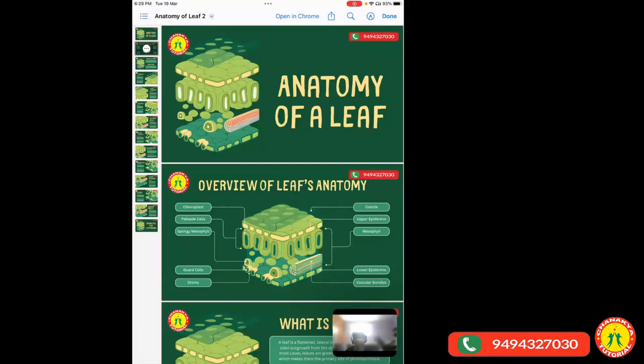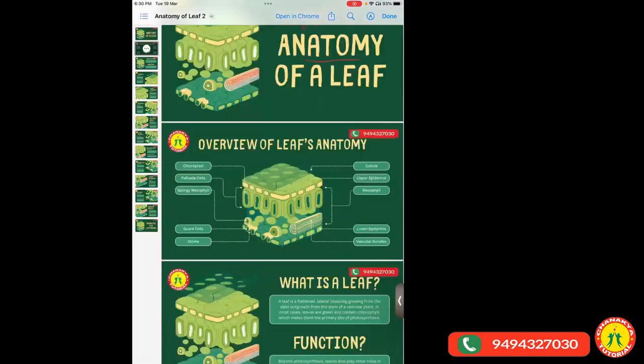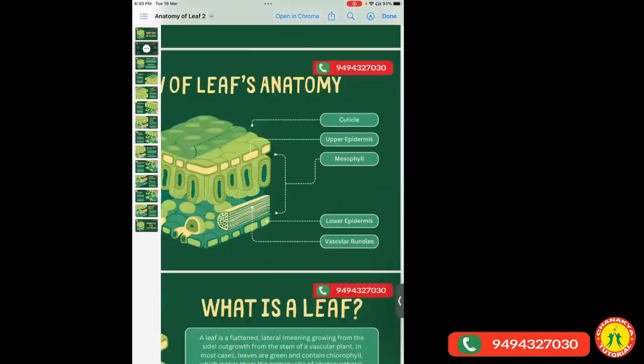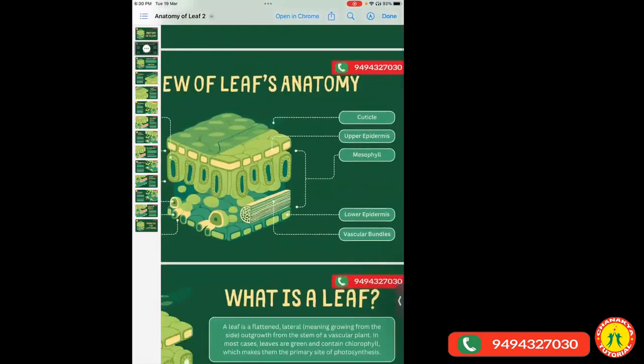Okay. So anatomy of a leaf. So basically, as I said, we will be talking about the internal structure of a leaf. So what are the different parts of the leaf? Internal parts, not the external parts. Okay. So this is the overview. Now this is the complete picture of a leaf. You can see. Coming to first of all, this side, we will be talking on the right hand side.